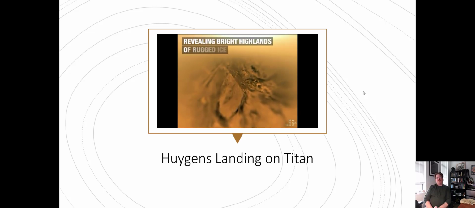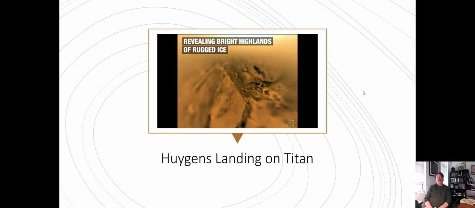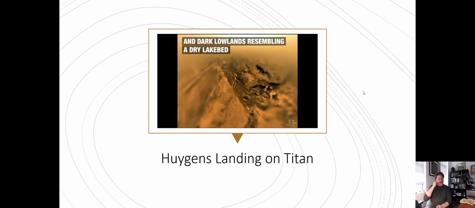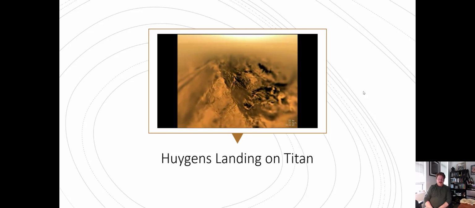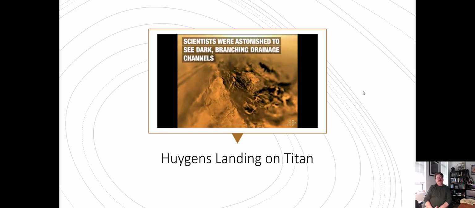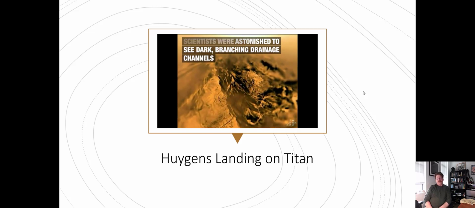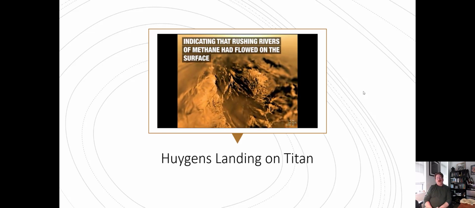So these features are very reminiscent of mountain ranges that you would see on the Earth, and they are due to similar geologic features that you see on the Earth. Particularly, you can see these drainage channels along the mountainsides.